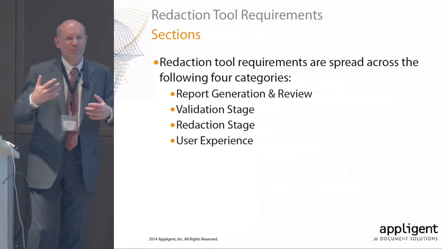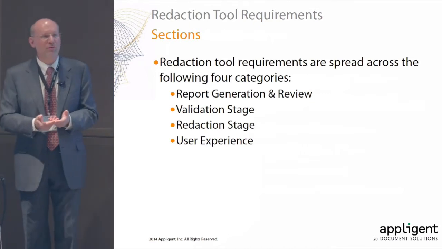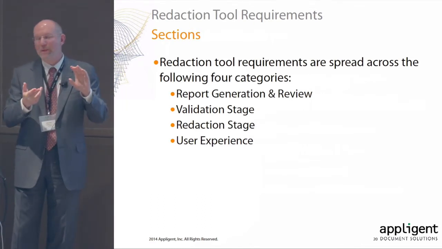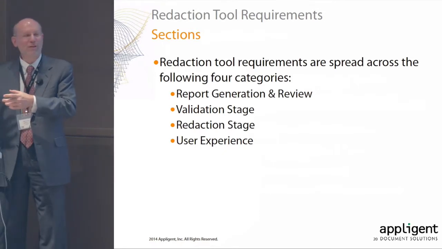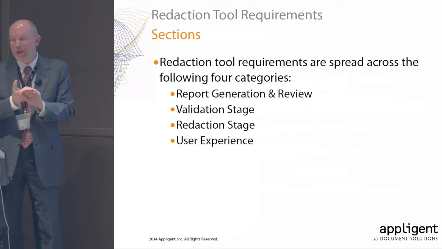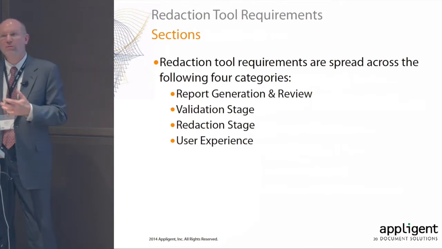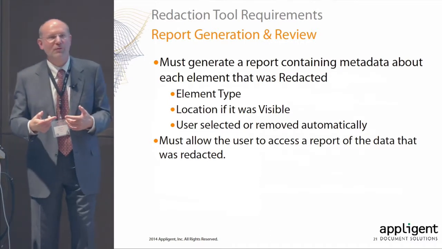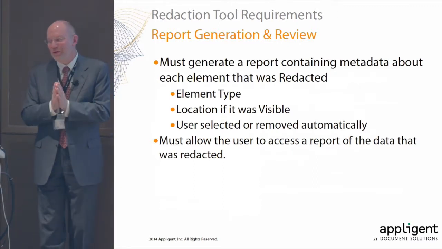Now, the protection profile is, as I said, pretty much a standard type format, and there are four sections related to redaction tools in the profile. It's broken down like this: report generation and review, validation, and there's a bit of an overlap with validation, redaction, and user experience, but they are separate sections and are addressed independently. So, report generation, validation, redaction itself, and the user experience for the redaction tool. If you go through this profile document, it's very much like a standards document. There's a lot of it that's very pedantic, and you'll see that going through.